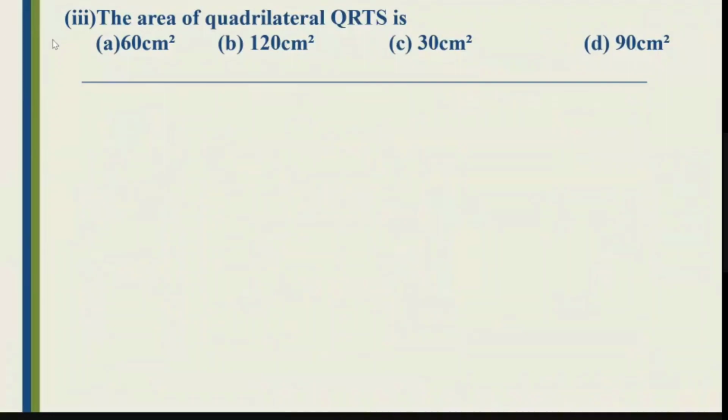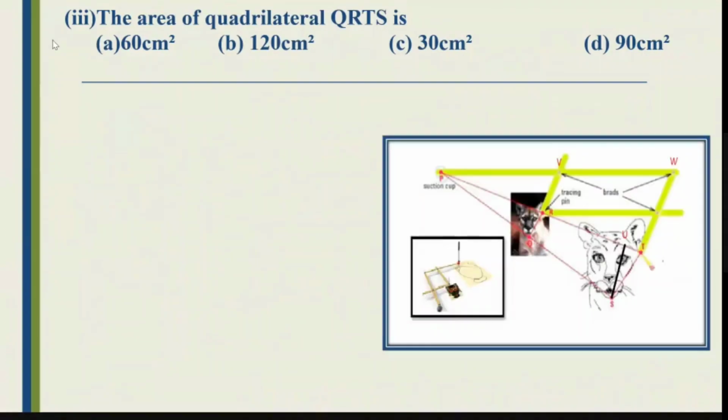Let us see the third part. The area of quadrilateral QRTS is, again we have the four options. Let us see the figure once again. I need to find out the area of this quadrilateral QRTS. Now from the bigger triangle PST, if I subtract PQR, will I get the answer? Now I'll use the advantage that this is a right angle triangle given to me. So the area comes out to be half into base into height.